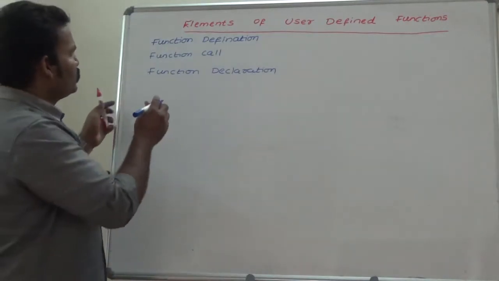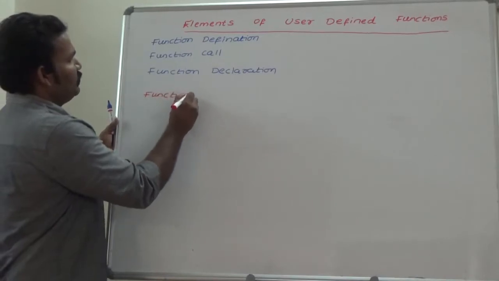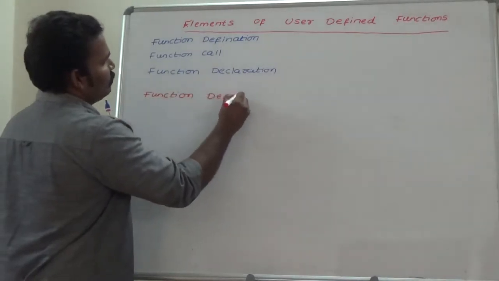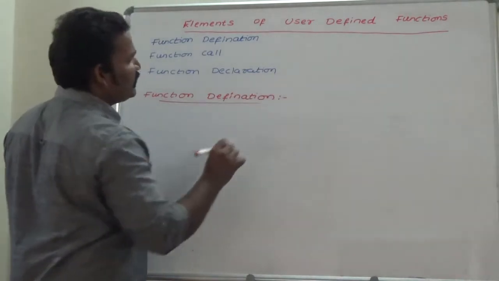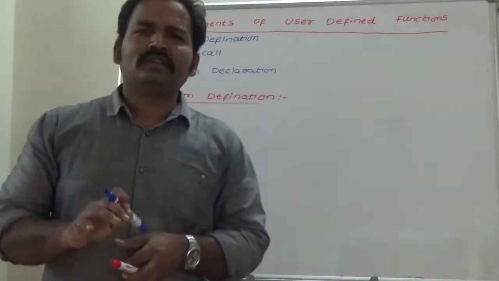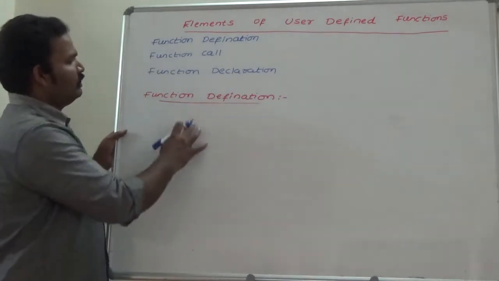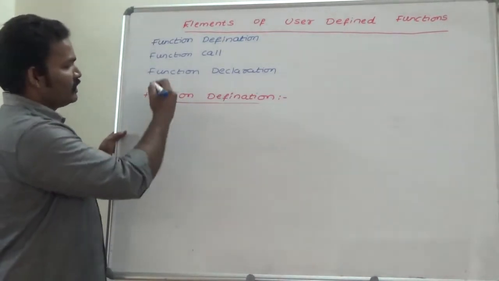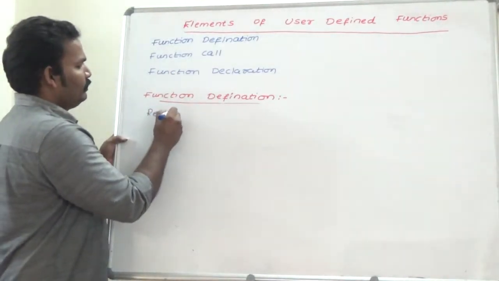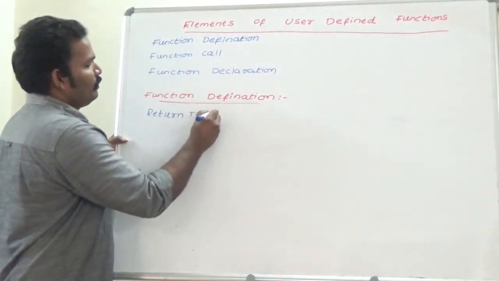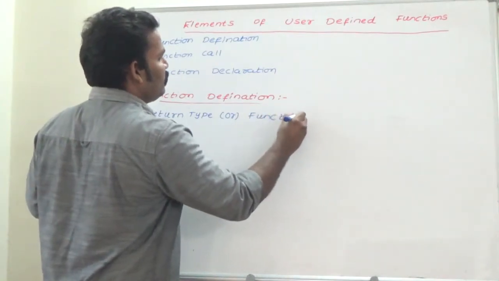First element is function definition. Function definition consists of some more elements. I am writing; first I will list out all the elements. First one, return type or function type.